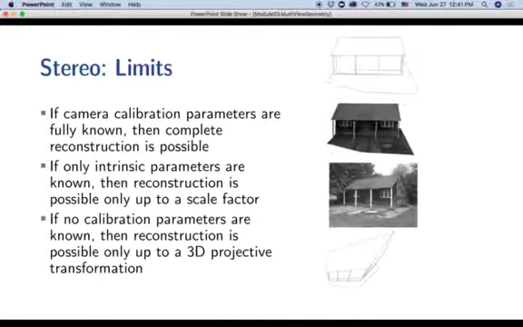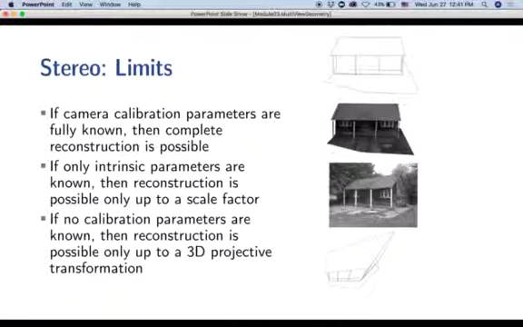The last thing that I want to mention, and I'm stating these without proof, just so that you know these facts. If the camera calibration parameters are fully known, then complete 3D reconstruction is possible. If only the intrinsic parameters are known, then reconstruction is possible only up to a scale factor. I wouldn't know the lengths in actual meters, but I would get the correct structure. The actual structure will be a similarity transform of that structure.